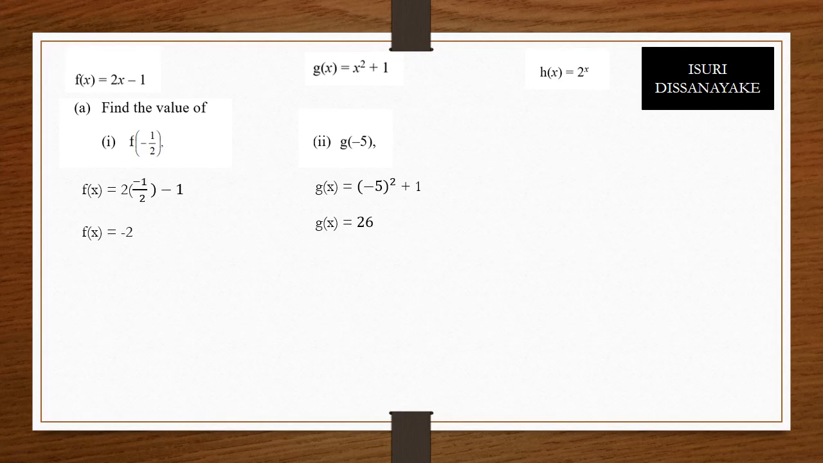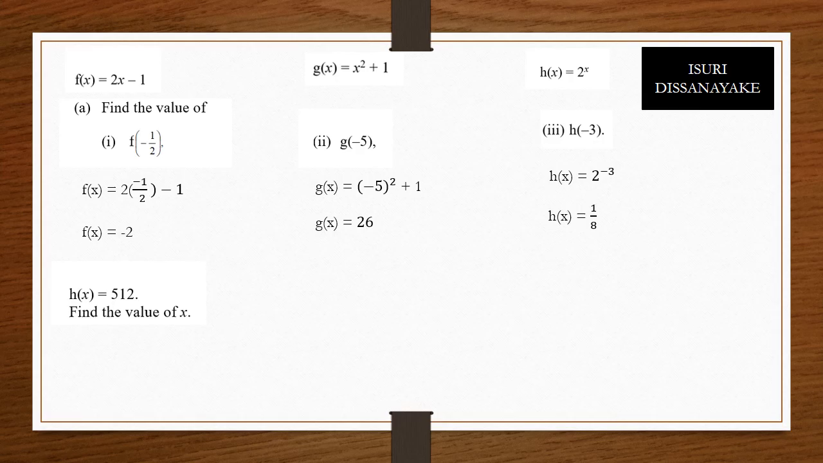h(x) is equal to 2 to the power x. We have to input minus 3 to x. That is h(x) equals 2 to the power minus 3. Output is equal to 1 over 8.